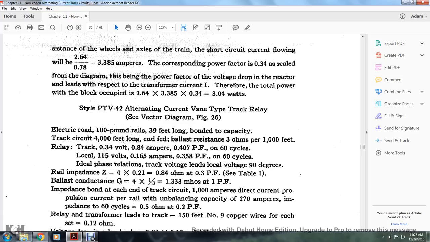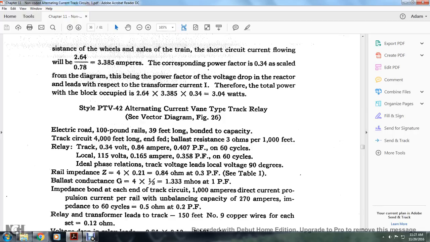Relay track of 0.34 volts to 0.84 amperes, 0.407 PF, and on a 60 cycle local 115 volts of 0.165 amperes and 0.358 PF, ideal phase relation: track voltage leads local voltage 90 degrees. Rail impedance for the Z 4 equals 4 times 0.21 equals 0.84 ohms at the 0.3 tenths of PF, see table 1. Ballast conductance CG is equal to 4 times 1.3 equals 1.33 mhos at the PF.